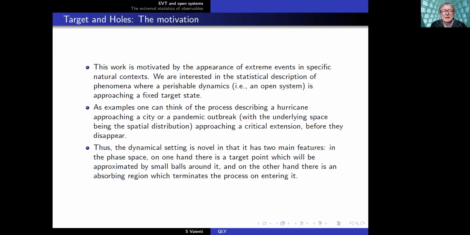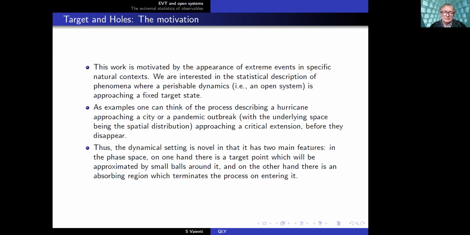But now we ask ourselves what happens if you have a set in the phase space, which we call the hole, where if the point enters this set, it disappears. So basically, the idea was to study the distribution of the first visit of a point into a rare set. A rare set means a set which is small and which becomes smaller when the time evolves. But at the same time, the point should avoid a hole which is placed in the phase space.